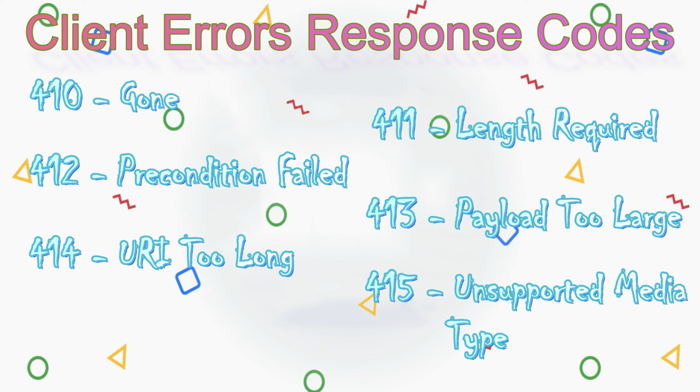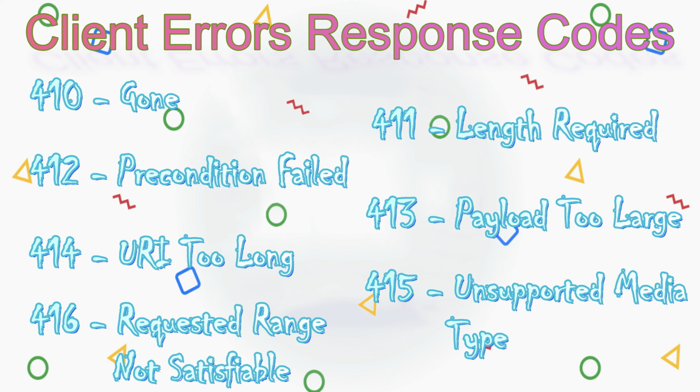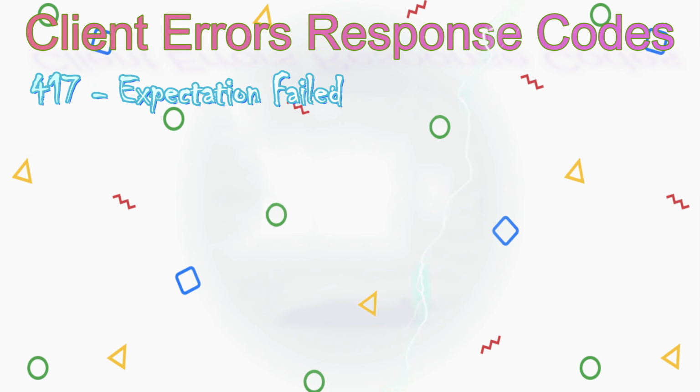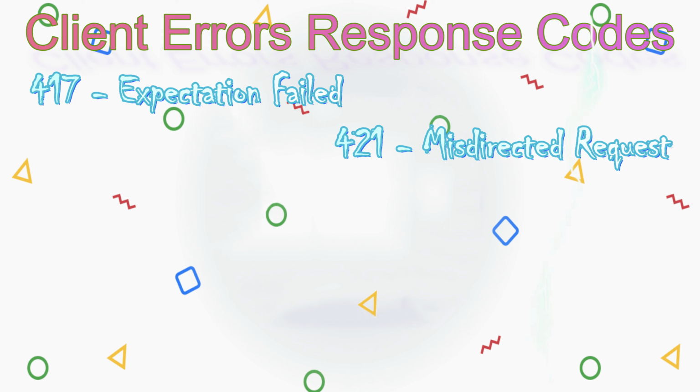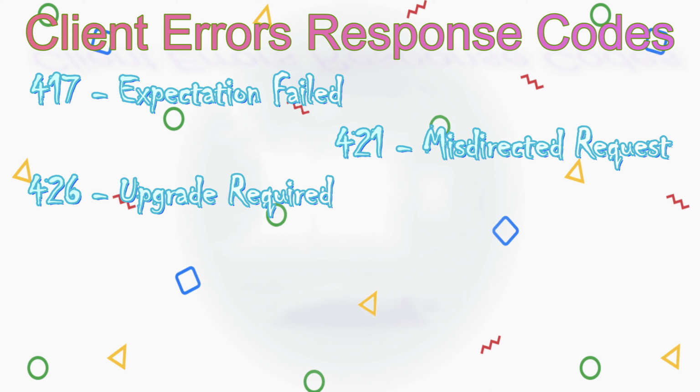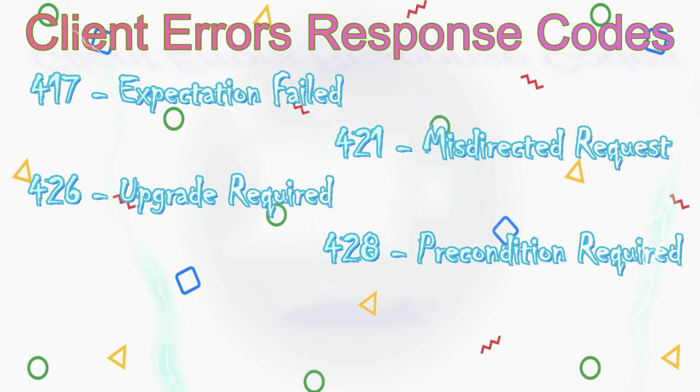415 indicates media type is not supported. 416 happens when the range is outside the size of the target URL's data. 417 response code means the expectation indicated by the request header can't be met by the server. A request directed at a server not able to provide a response produces a 421 client error. 426 indicates you need to upgrade the application, browser, etc. to complete the request. 428 status code indicates that the origin server requires the request to be conditional.